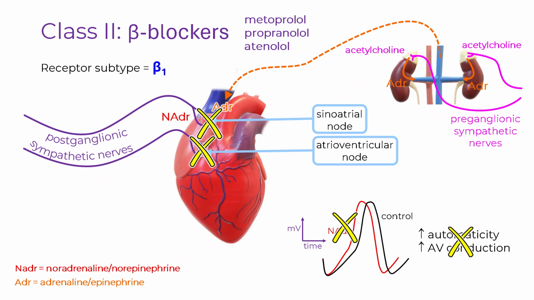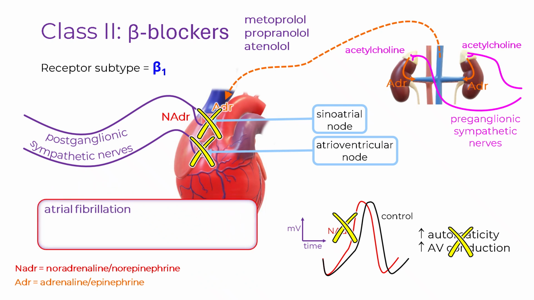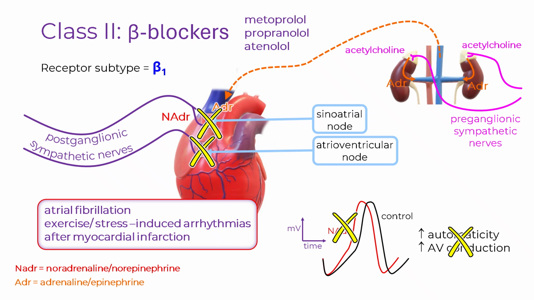Clinically, beta blockers are widely used for rate control in atrial fibrillation, suppression of stress or exercise-induced arrhythmias, and prevention of sudden arrhythmic death after myocardial infarction. Their antiarrhythmic effects largely arise from modifying the context in which electrical activity occurs rather than directly altering the action potential waveform itself.